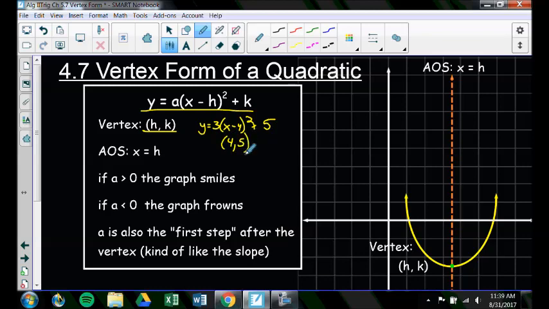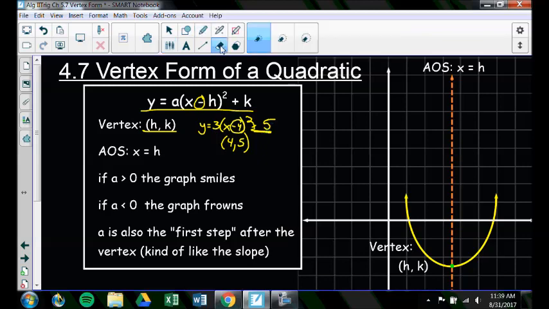You're going to see that and think, oh, negative 4, 5. But because of this minus here inside that parenthesis, you want the opposite of this value for the x-coordinate of the vertex. The outside one, the y value doesn't change. Just take it as it is. But for the x-coordinate, you take the opposite.